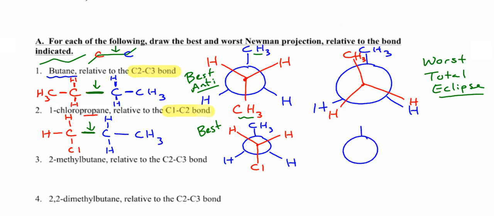So again, repeat the back, and pause if you need to, and take a look at my staggered and my eclipse drawings and my Newman projections based on my Lewis structures, how I have them color-coded. Doesn't matter which side I put them on, as long as I'm staggering it, or putting it to the side to make an eclipse. And that would be my worst. So that's how that one would look.